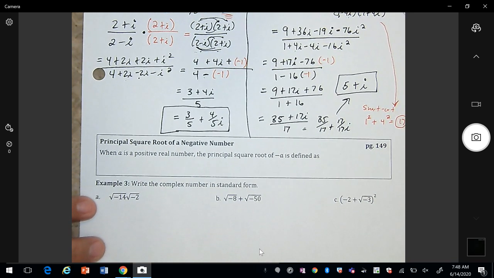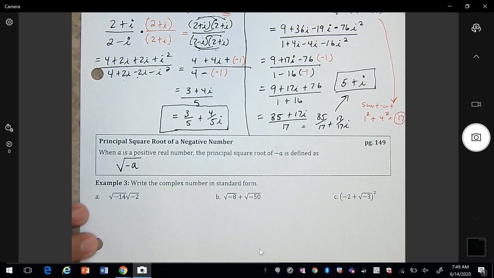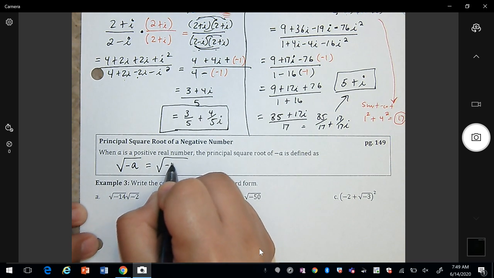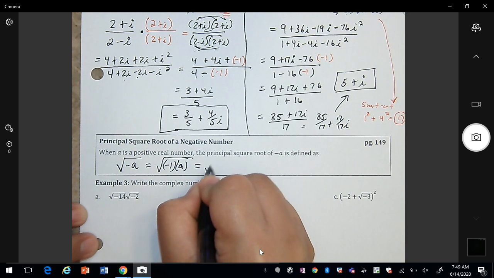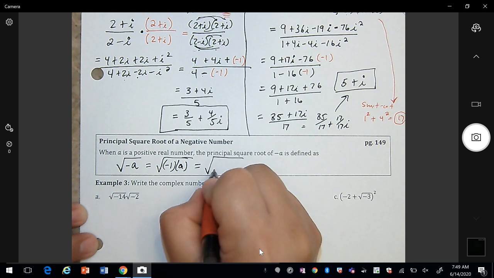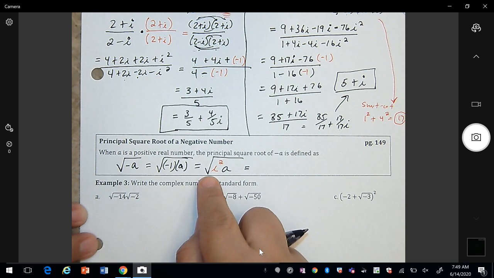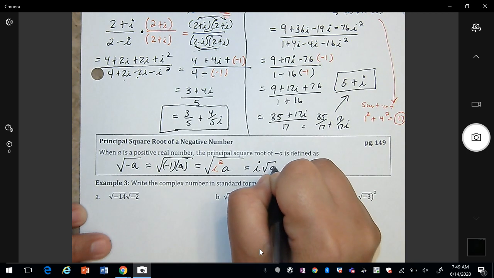When a is a positive real number, the principal square root of negative a is defined as follows. Whenever we have a negative inside the square root, we would be stopping, but now that we have these imaginary numbers, we can do some more work with them. So this can be written as the square root of negative 1 times a, since negative 1 times a is just negative a. And then, since I know i squared is equal to negative 1, I can write down i squared times a, and the square root of i squared comes out as i square root of a.